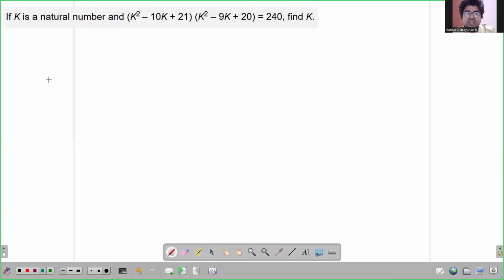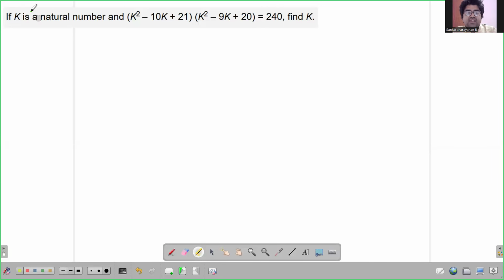Take a look at this question here. In the question, it is given that k is a natural number and it is given that k square minus 10k plus 21, you are multiplying it with k square minus 9k plus 20, it's equal to 240. You are asked to find the value of k.